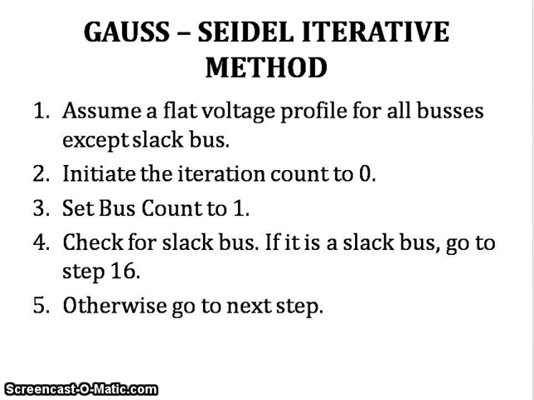So this is the first point. Assume a flat voltage profile for all buses except the slack bus. Then we need to initiate the iteration count k equal to 0. Then set bus count to 1, that is i. Check for the slack bus. If it is a slack bus, then we need to go to step number 16. Otherwise, we can go to the next step.